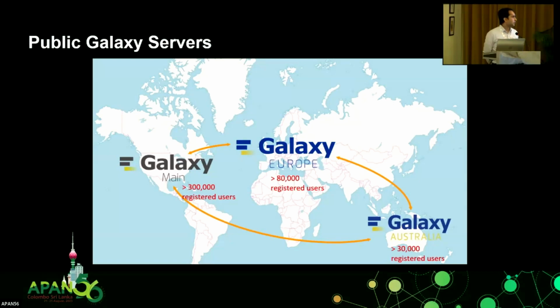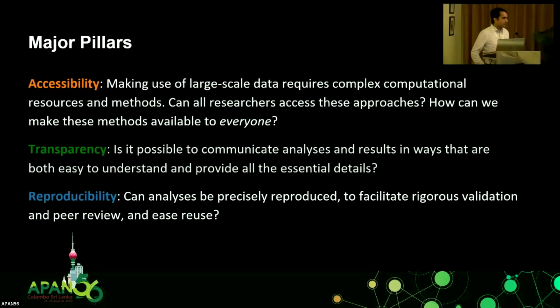And it's across the globe. So with that brief introduction, I'll go into some of the major pillars that have underpinned Galaxy and talk about some of the things that have helped it grow. If I were to summarize it, accessibility, transparency, and reproducibility have been key pillars that have underpinned Galaxy, and I'll talk about each one in turn.